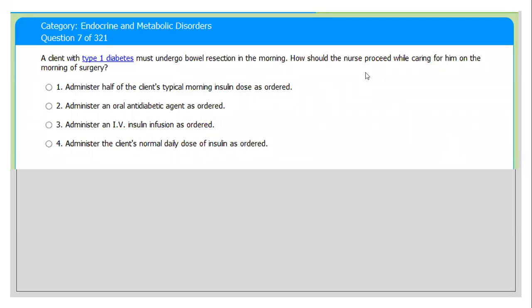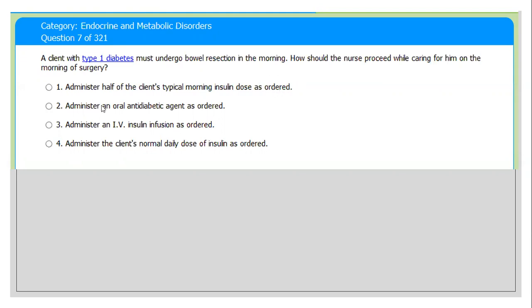Question number 1: A client with type 1 diabetes must undergo a bowel resection in the morning. How should the nurse proceed while caring for him on the morning of surgery? So the examiner is asking about a patient who has type 1 diabetes. Number 1, administer half of the client's typical morning insulin dose as ordered.